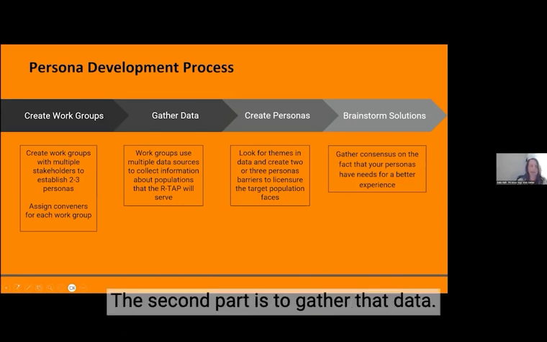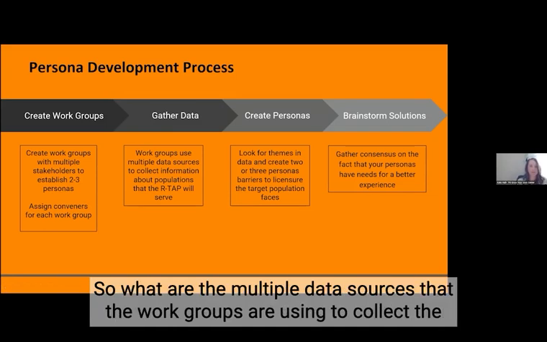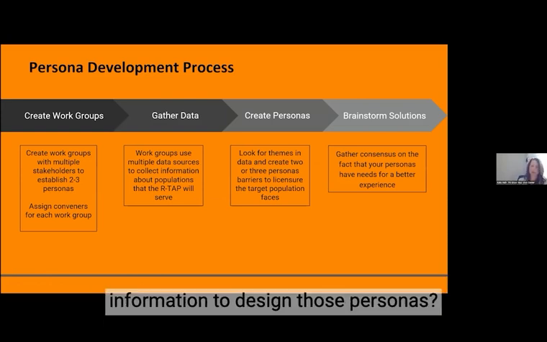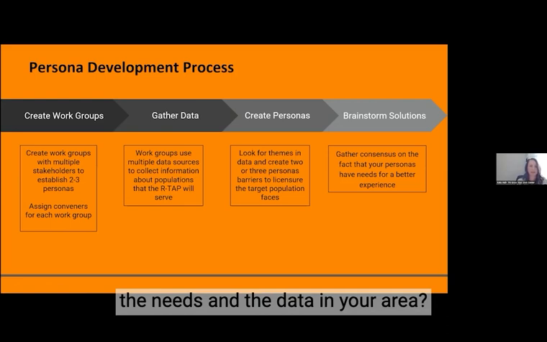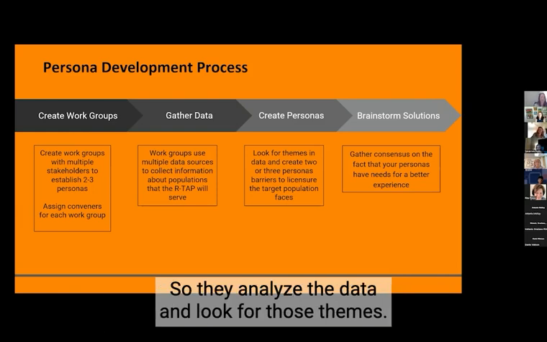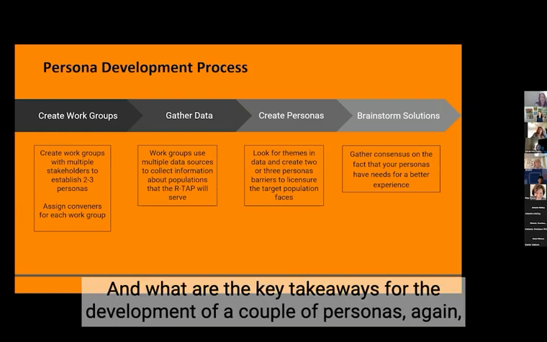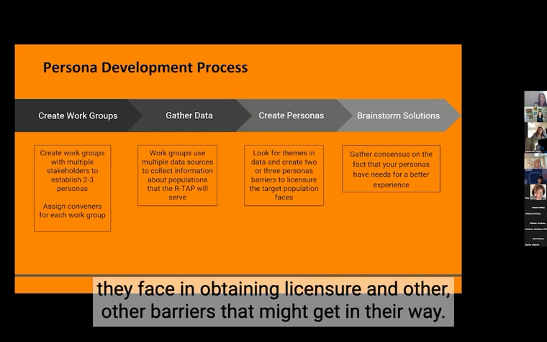The second part is to gather that data. So the work groups, again, personas are data driven. So what are the multiple data sources that the work groups are using to collect the information to design those personas? Who is their apprenticeship really designed to serve, and basing that on the needs and the data in your area. Work groups come together and that's when they create those personas. So they analyze the data and look for those themes and what are the key takeaways for the development of a couple of personas. Again, really empathizing with those users to really understand what the barriers are that they face in obtaining licensure and other barriers that might get in their way.